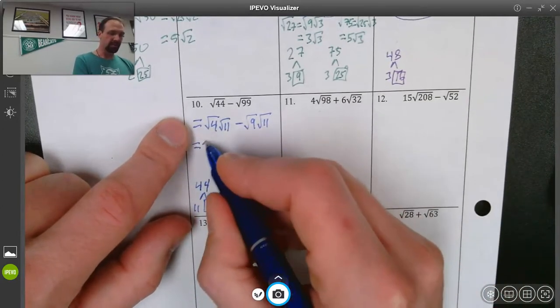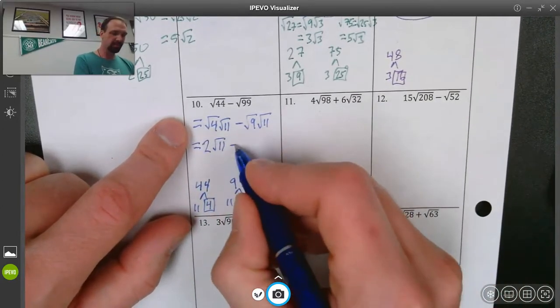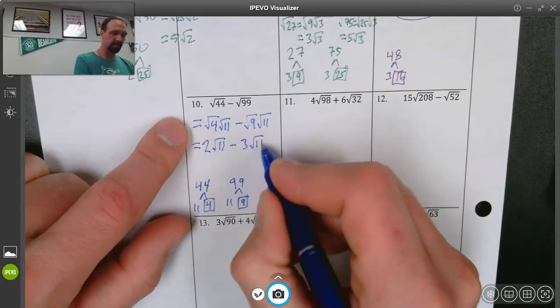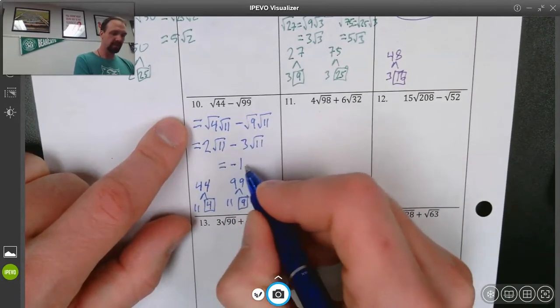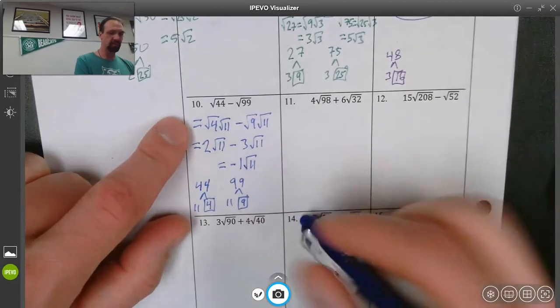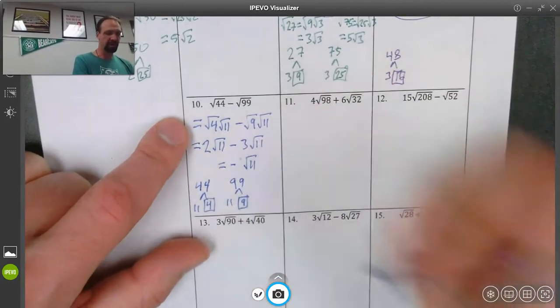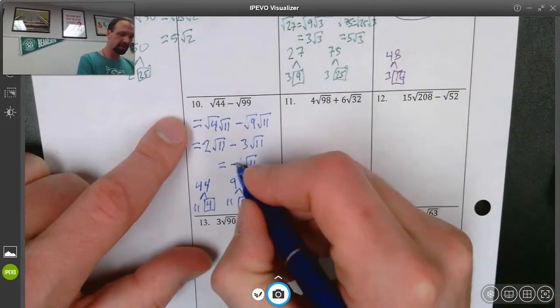So I'm bringing down everything on this next step. I brought down exactly what we would have because we're keeping the radicals, the radicals. So then this is going to be 2 times square root of 11 minus 3 square root of 11. 2 minus 3 is negative 1 square root of 11. We don't need the 1 there. We just have the negative. That's fine. So negative square root of 11.